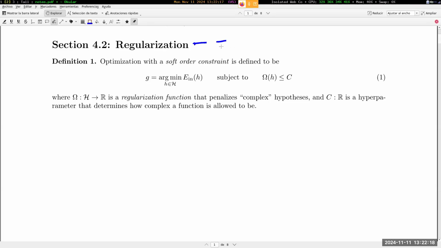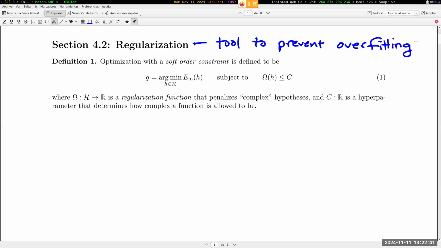Regularization, another tool to prevent overfitting. Similar to how we have the tool of adjusting the VC dimension, we'll have this other tool, regularization, to prevent overfitting, or prevent underfitting as well.